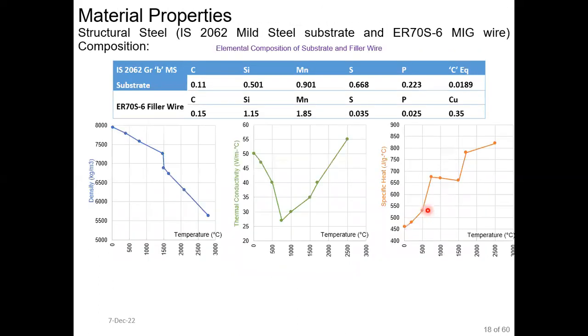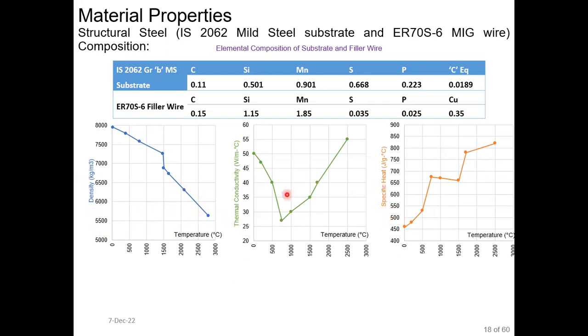After that, the material model. The material model is an important input to the thermomechanical model, because this type of process involves temperatures from room temperature to a very high value of around 3000 degrees Celsius or even more. So it is important to give temperature-dependent material properties as an input to these models. For the thermal model, we need density, thermal conductivity, and specific heat.